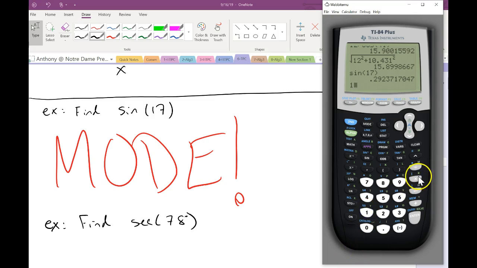So I'm just going to do 1 over cosine of 78, which gives me 4.8 and so on. Alternatively, I could have done cosine of 78 and then pressed this x to the negative 1 button, and that'll do the same thing. This negative 1 exponent, we remember from our algebra course last year, is the same thing as a reciprocal. So you could use that instead of typing 1 over cosine of 78.